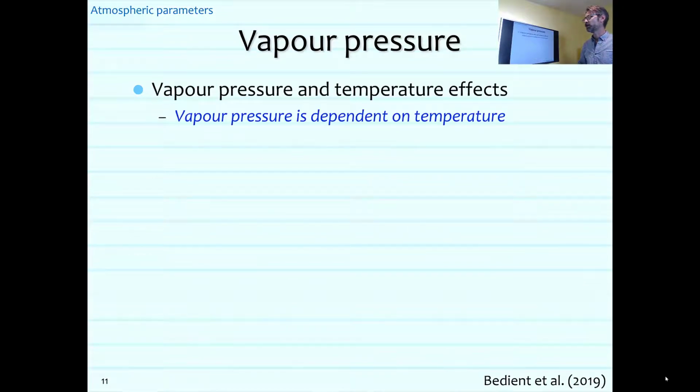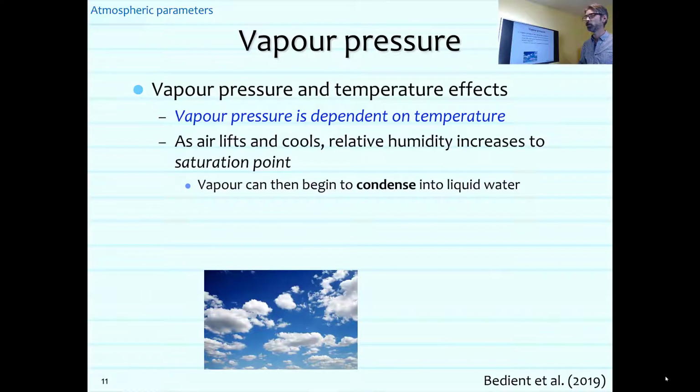Interestingly, vapor pressure is dependent on temperature. As temperature rises, the amount of vapor that can be held in the air also rises. We can see this in the world around us. As air lifts and cools as it moves upwards in the atmosphere, the relative humidity increases to the saturation point. We can see where the air is saturated because we see clouds. Vapor then begins to condense into liquid water, which forms clouds.